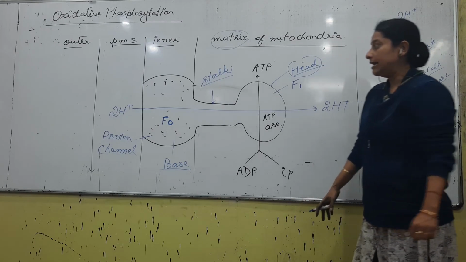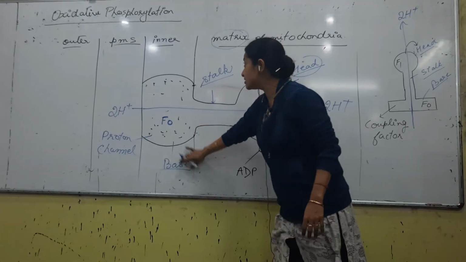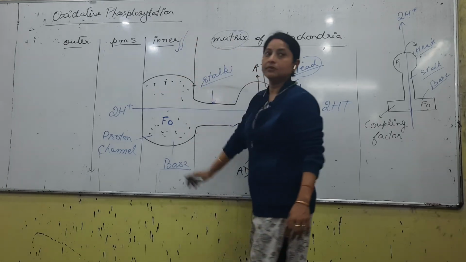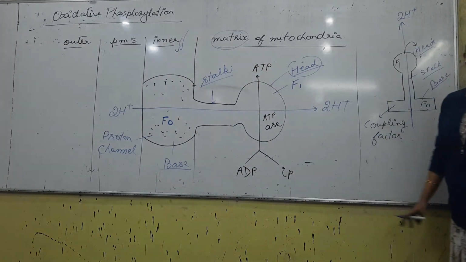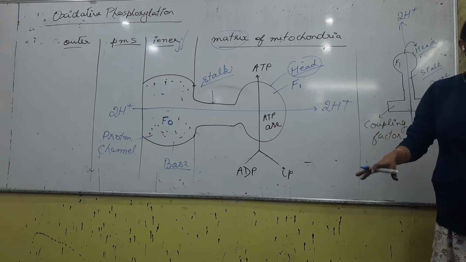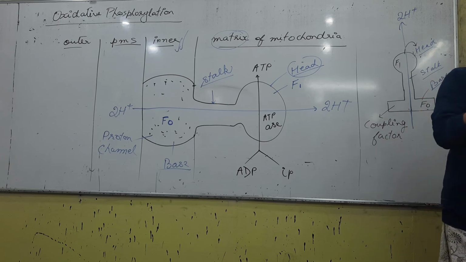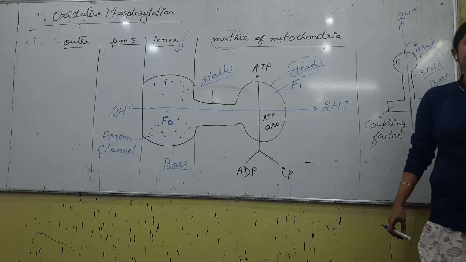Question is, if the head is in the matrix, where is the base? In the inner mitochondrial membrane. So, this is important, the base is in the inner mitochondrial membrane. So, the fifth complex, obviously if it's a fifth complex, it will be in the inner mitochondrial membrane, but a part of the fifth complex protrudes towards the matrix of mitochondria, right.